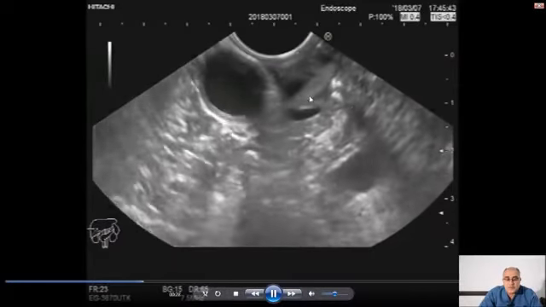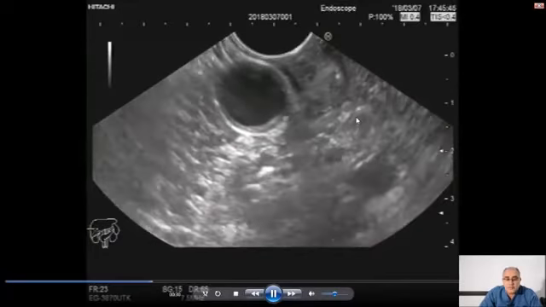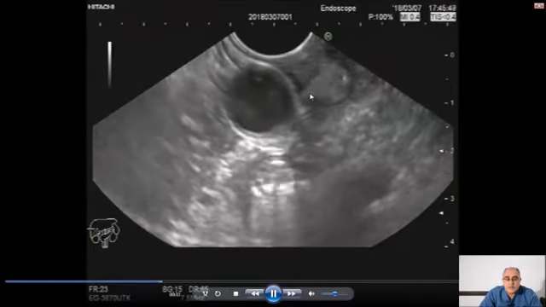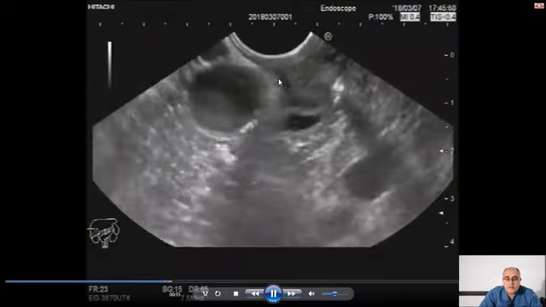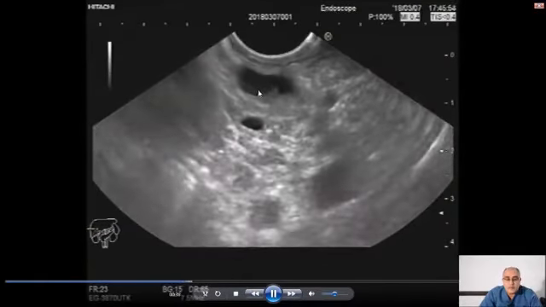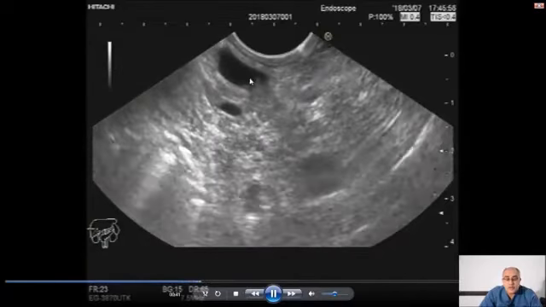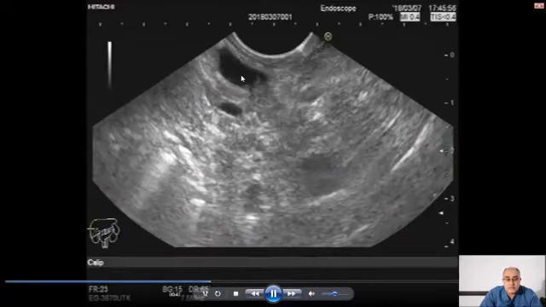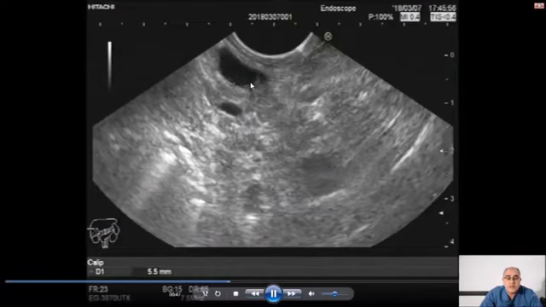And here this is the region of the papilla, and here part of the head of the pancreas, and this is the lumen of the second part of the duodenum, and this is the muscularis propria of the duodenal wall. By gentle forward and backward pushing, and gentle clockwise and anti-clockwise rotation, we can trace the common bile duct and the pancreatic duct.